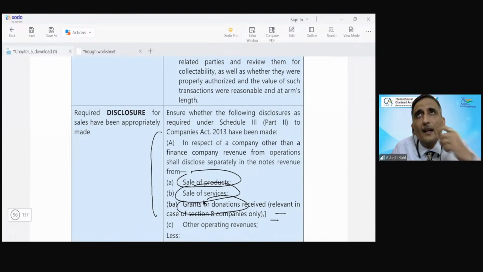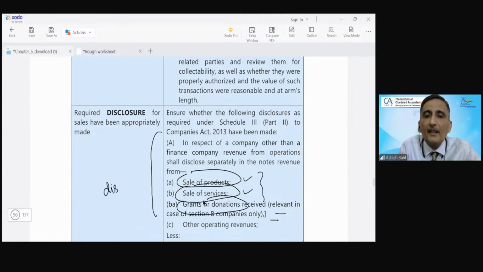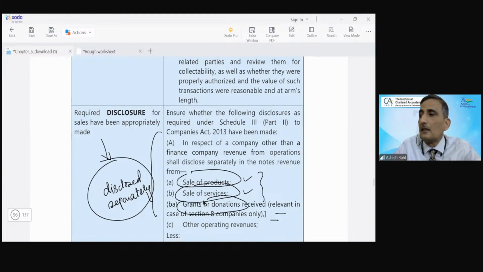So guys, you notice an important distinction here in Schedule 3 requirements relating to revenue from operations, that sales from products and sales from services have to be disclosed separately. This is a very important point, students.